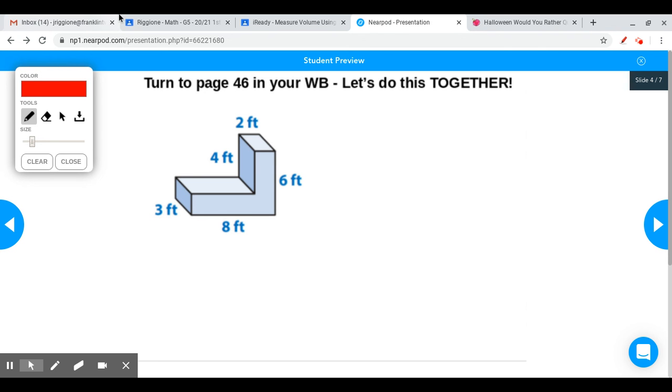So if you haven't gotten your workbook, I want you to push pause on the video and go grab it and turn to page 46 in your workbook. And we're going to do this problem together. You can see it right there.